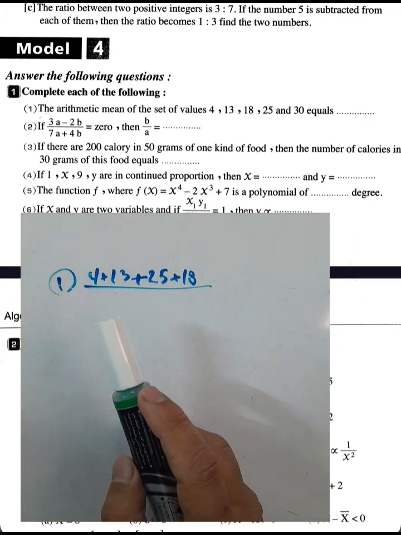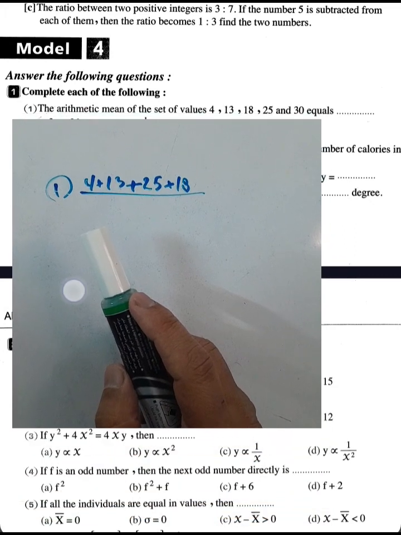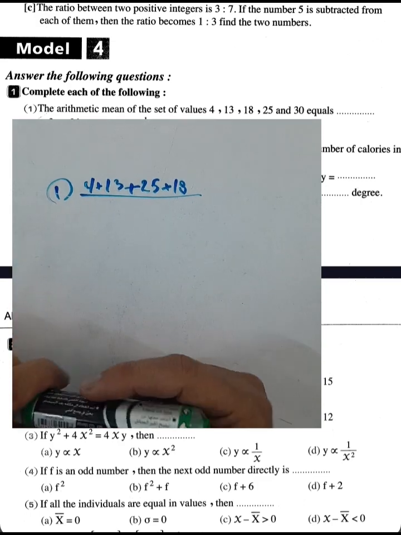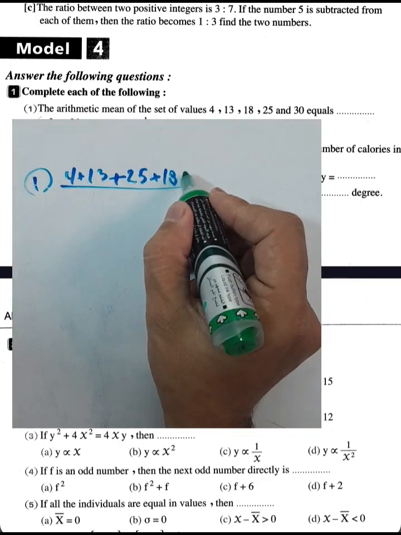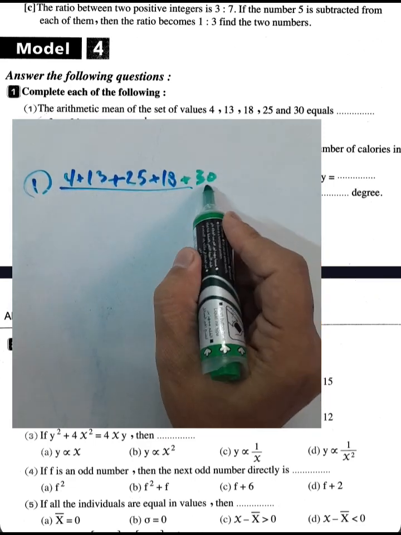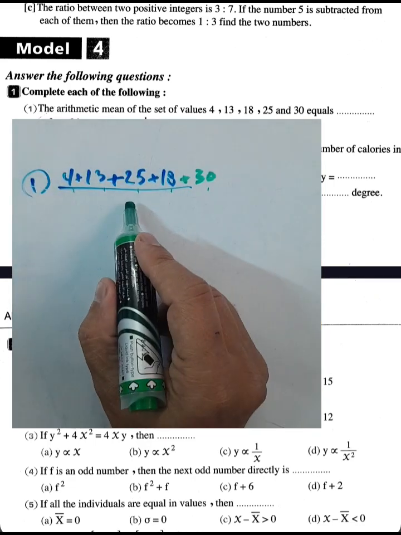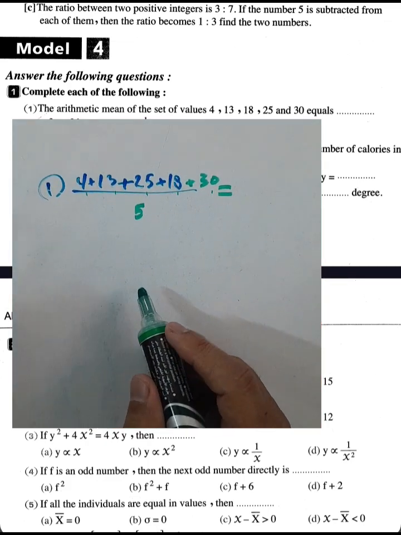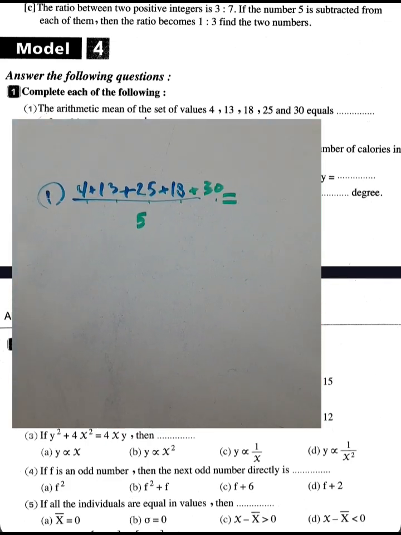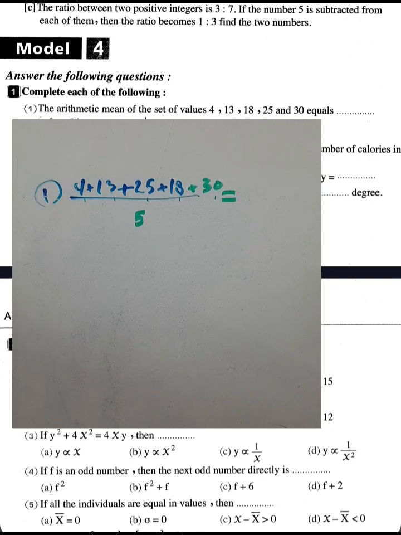Find the arithmetic mean of the set of values 4, 13, 25, 18, and 30. Find the sum of all numbers divided by the number of values, here 5. Then the result will be 18.